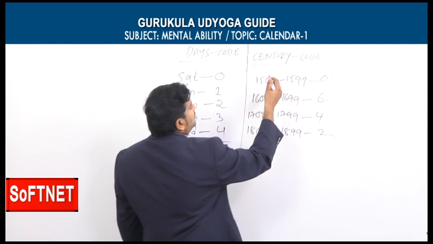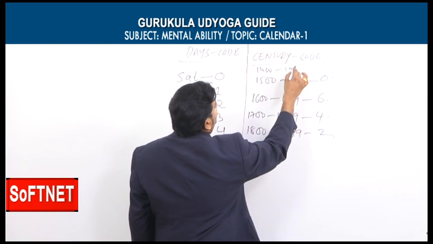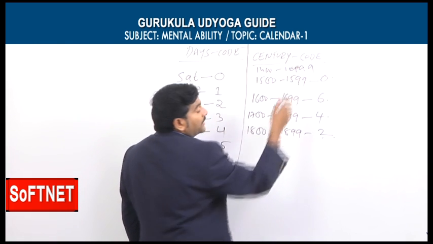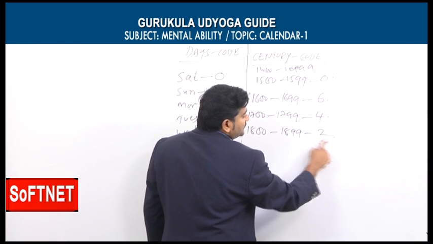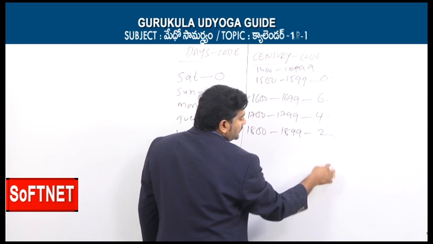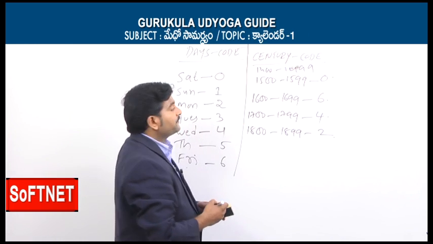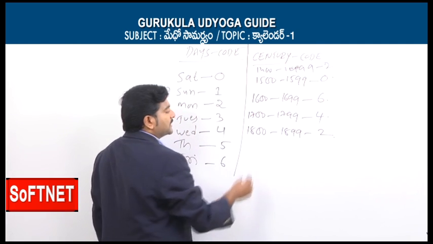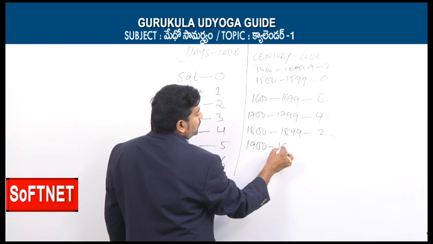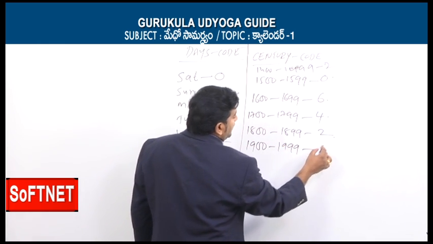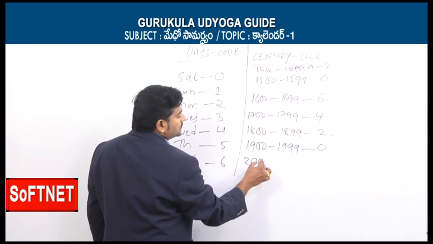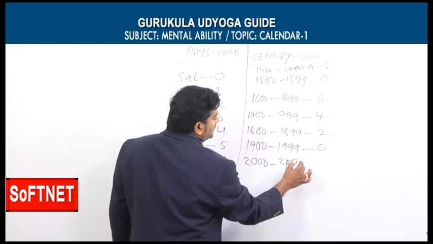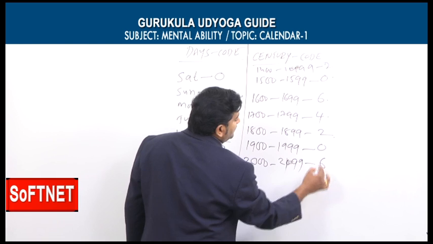For example, you have to find out 1400 to 1499. So the code must be 2, because 0642 keeps on repeating. That's why for 1400 to 1499, the code is equal to 2. Similarly, 1900 to 1999, here again the code is equal to 0. 2000 to 2099, here the code is again 6.